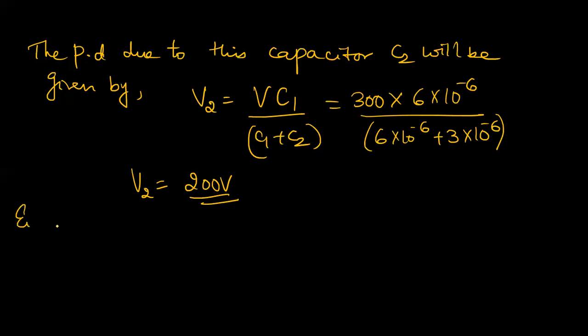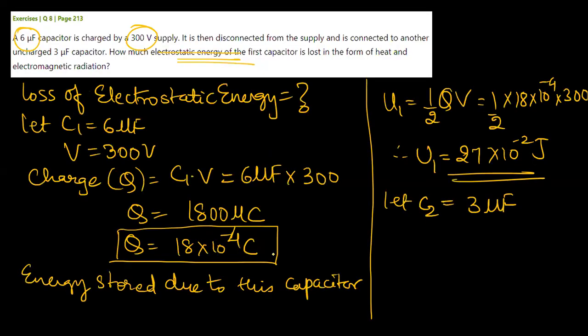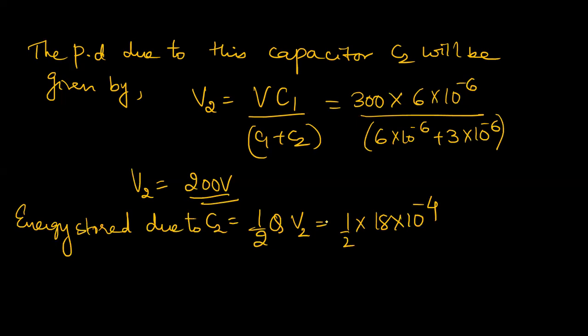Therefore, energy stored due to C2 will be equal to half Q into V2. So that will be equal to half into 18, charge was 18 into 10 raised to minus 4, which we have calculated. This charge will remain constant. Charge will not change. Into V2, V2 is 200. So when you solve this, you get 18 into 10 raised to minus 2.